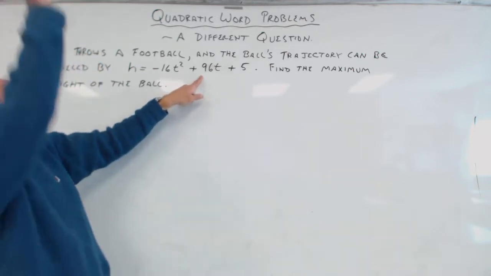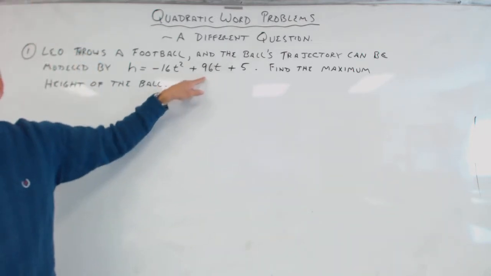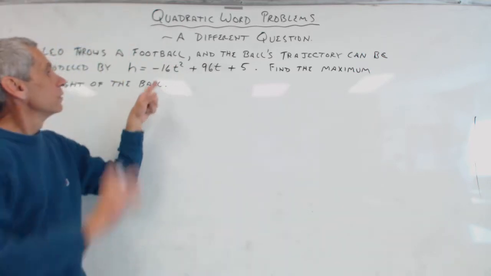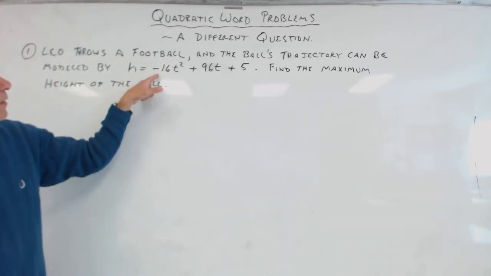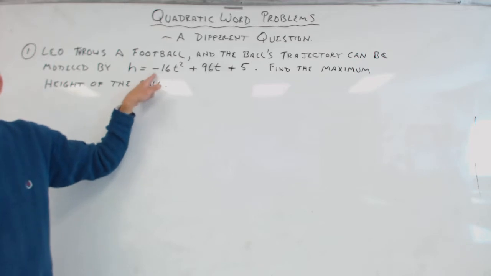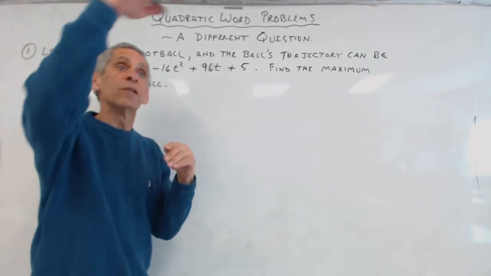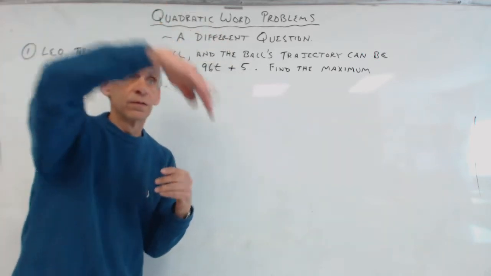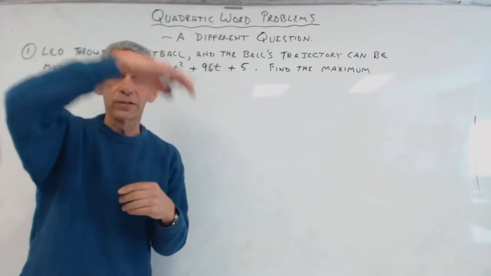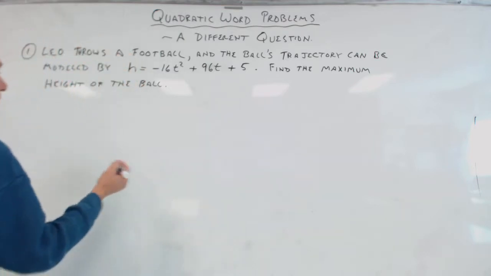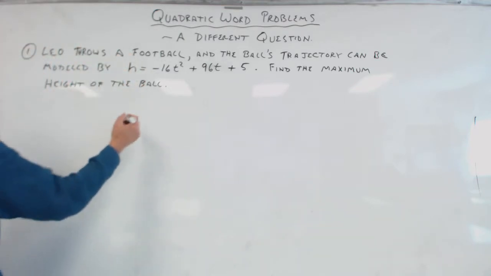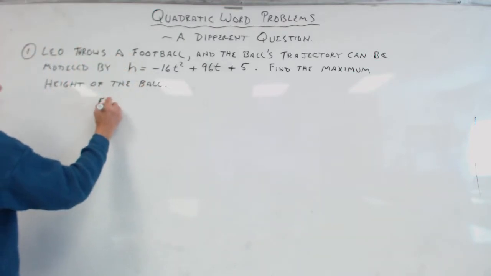And he threw it upwards with an initial vertical velocity. It's going upwards, right? And this accounts for gravity, negative 16t squared. It's going to be negative, so it's going to be a sad-faced parabola, which is the way balls usually travel. Okay, here we go. It says find the maximum height. So I need to find the vertex.